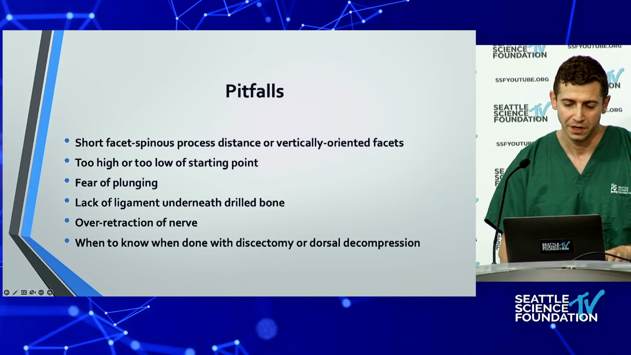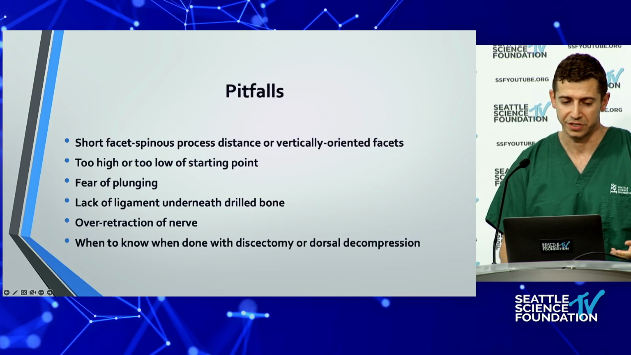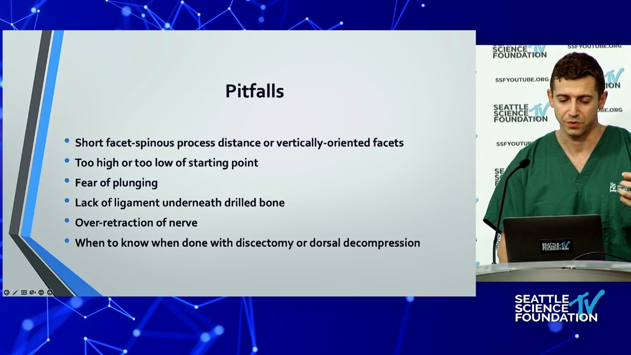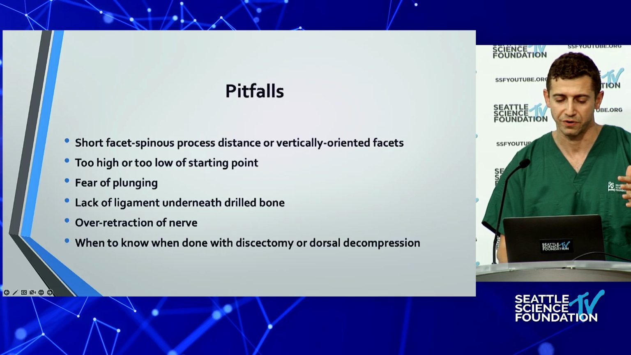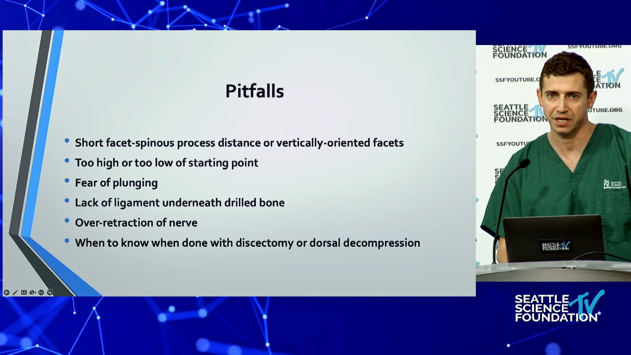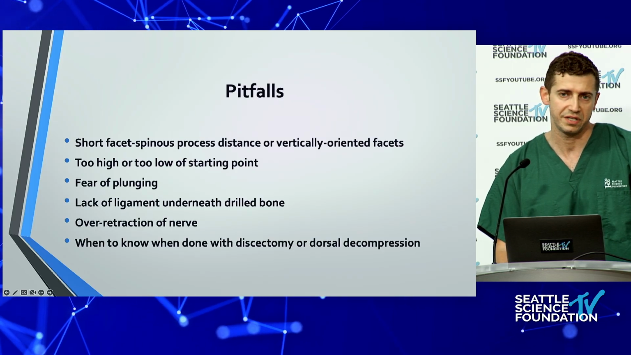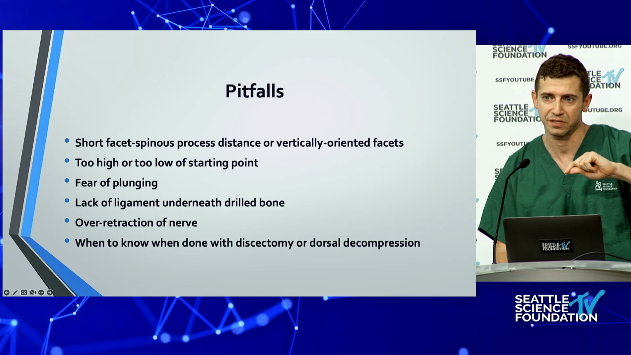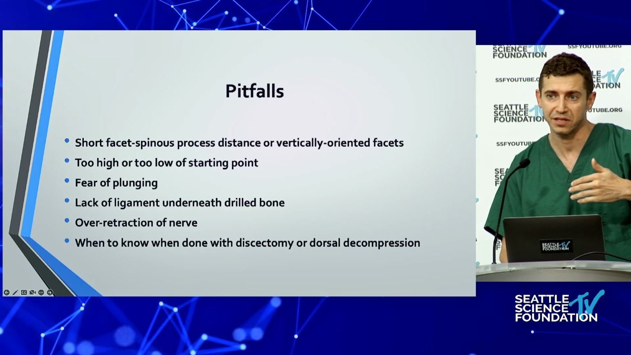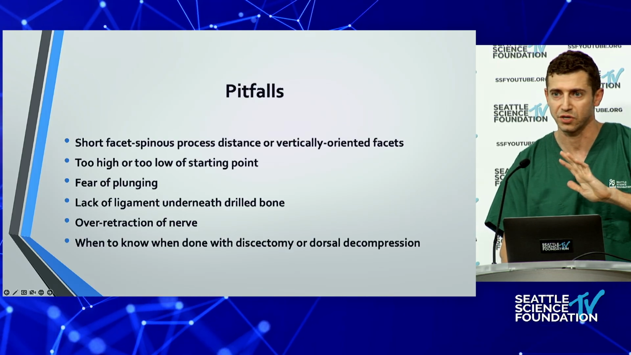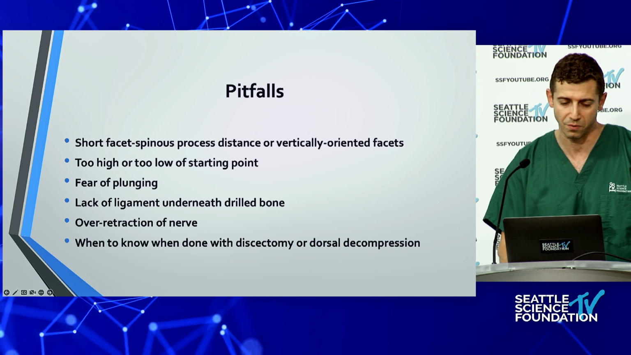And then when do you know when you're done with your discectomy? There are ways that you know. So for a dorsal decompression, if you're taking the ligamentum flavum, if you detach it from the top and the bottom attachments, and you're able to medialize the traversing nerve root, you're done. That's a great dorsal decompression. You don't need to do anything more.